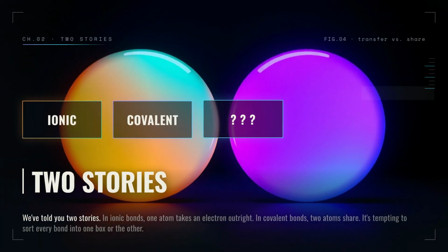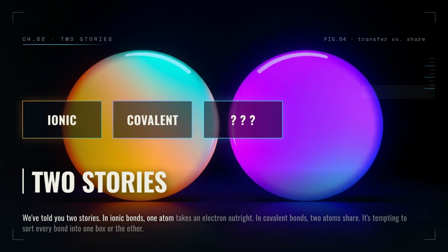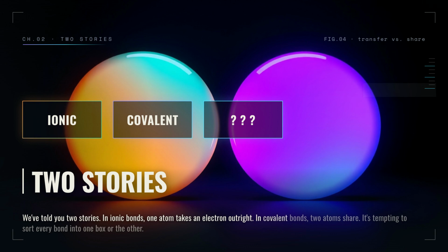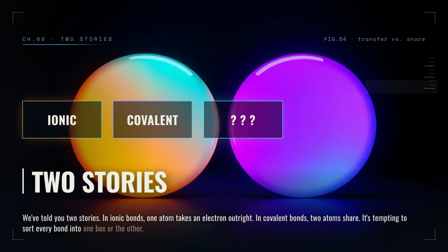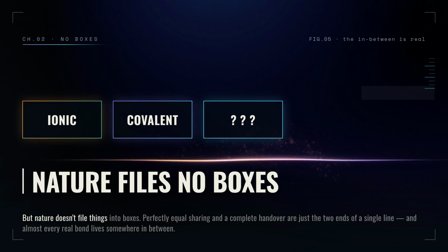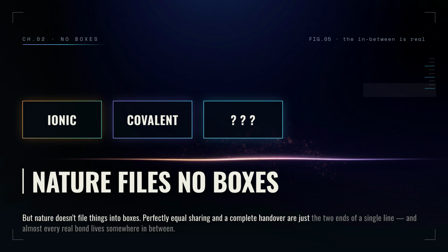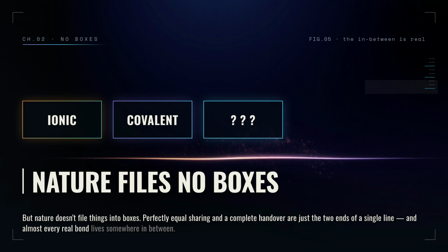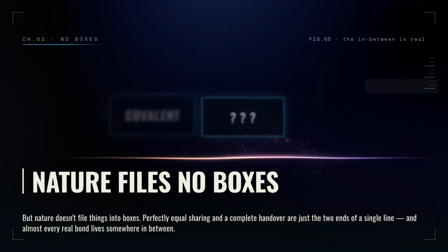We've told you 2 stories. In ionic bonds, one atom takes an electron outright. In covalent bonds, 2 atoms share. It's tempting to sort every bond into one box or the other. But nature doesn't file things into boxes. Perfectly equal sharing and a complete handover are just the 2 ends of a single line. And almost every real bond lives somewhere in between.